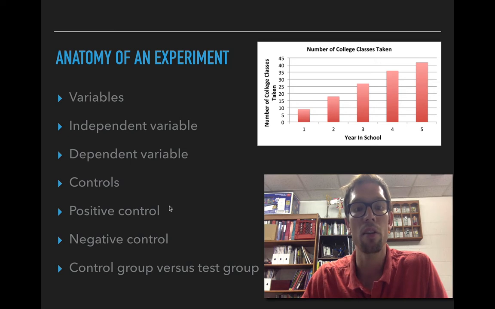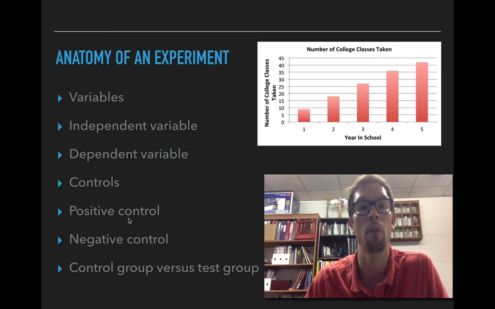Now, there are two specific kinds of controls that can happen. One is a positive control and the other is a negative control. A positive control is really an experiment that you know is going to end up positive. So it's an experiment where you know the outcome will happen. And then the negative control is an experiment where you know the outcome will not happen. So if you don't get a result in your positive control, that would indicate that something went wrong. And if you do get a result in your negative control, that would also indicate that something is wrong.